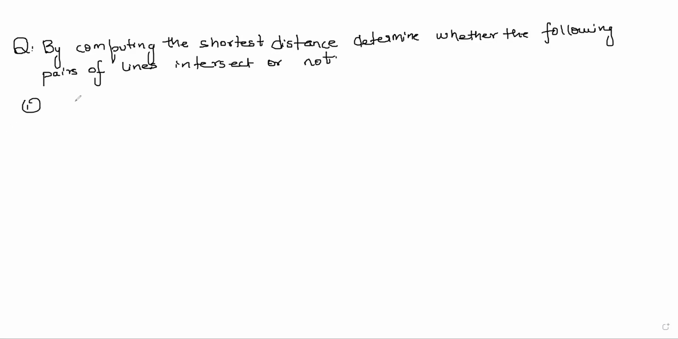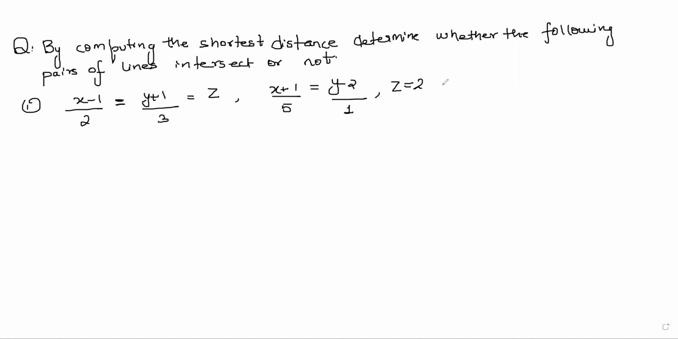And the question is x minus 1 by 2 is equal to y plus 1 by 3 is equal to z. Okay, and second line is x plus 1 by 5 is equal to y minus 2 by 1, comma, z is equal to 2. Here they have given the comma, it is not equal to, okay? In the first equation, it is equal to, while in the second equation, they have given the comma. And this question came in CBSE 2020.